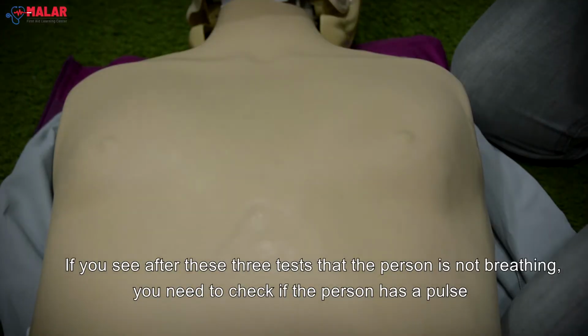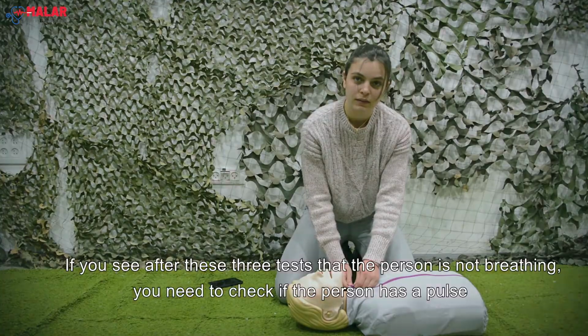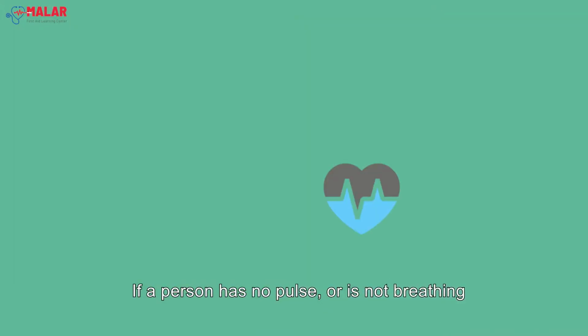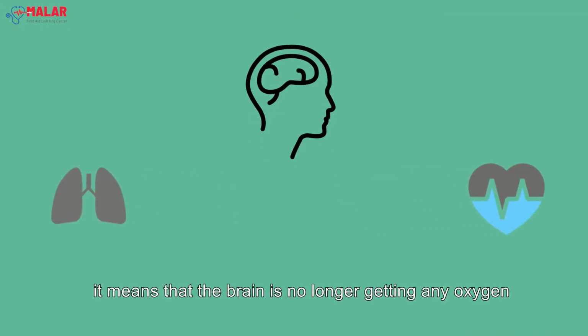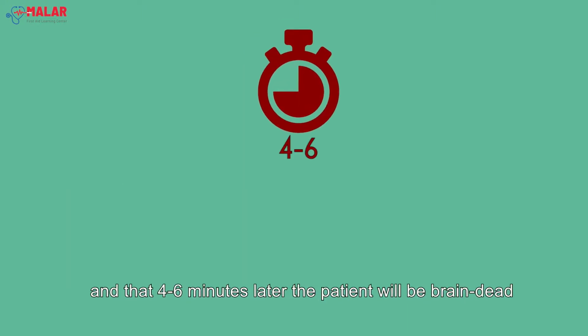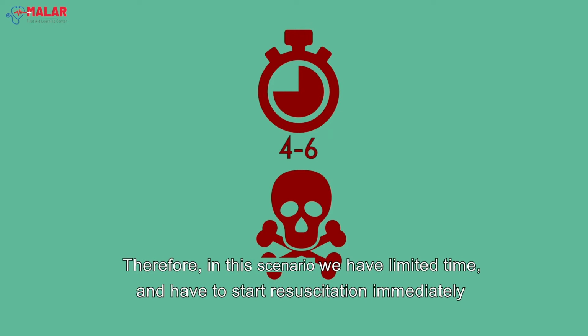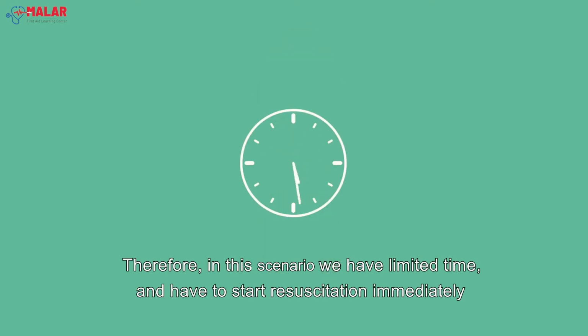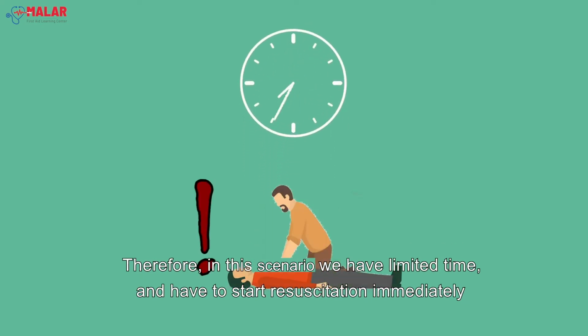If you see after these 3 tests that the person is not breathing, you need to check if the person has a pulse. If a person has no pulse or is not breathing, it means that the brain is no longer getting any oxygen and that 4 to 6 minutes later, the patient will be brain dead. Therefore, in this scenario, we have limited time and have to start resuscitation immediately.